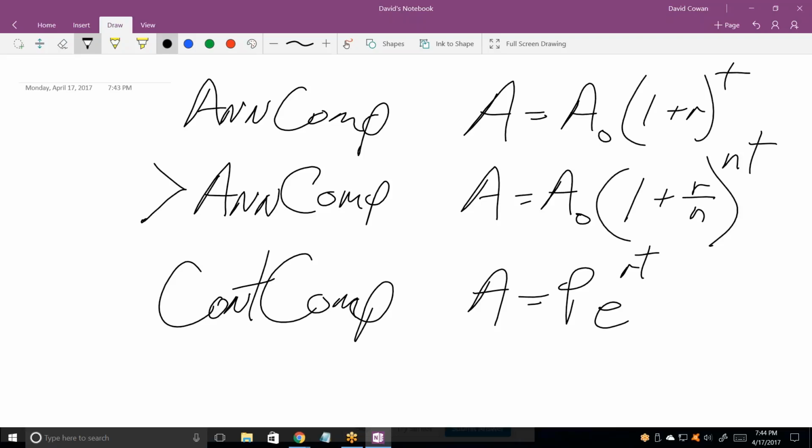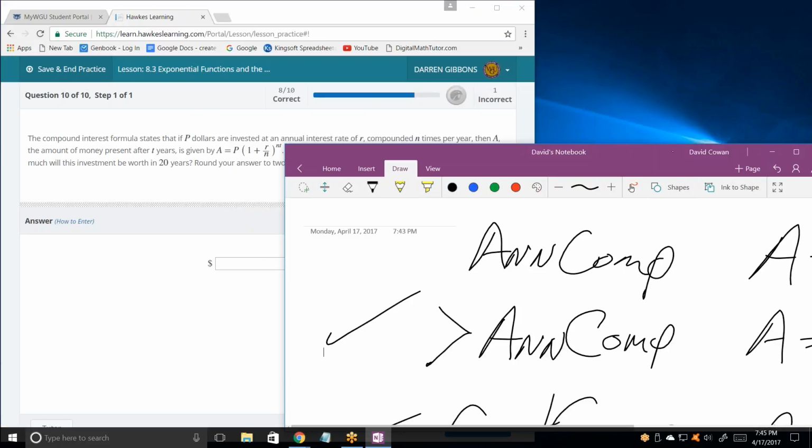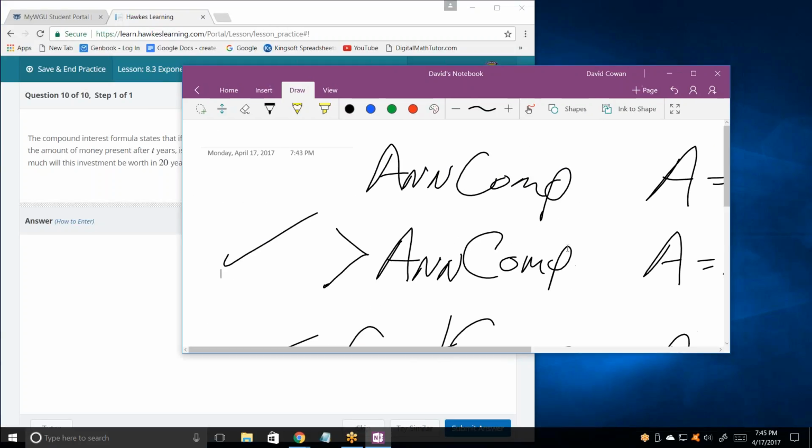And those are the 3 kinds. It looks to me like you're going to have to memorize them, because so far they've asked us a question that involves continuous compounding, and they're asking us a question right now that involves more frequent than annual. And I'm sure you're going to have to know the basic one, which is the top one.